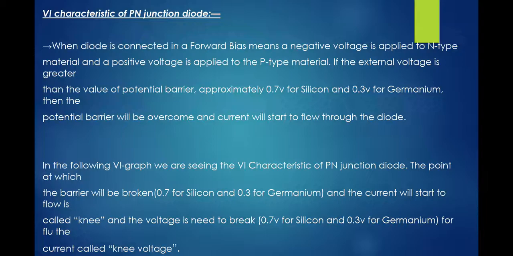Because of that, the value of potential barrier is approximately 0.7 volt for silicon and 0.3 volt for germanium. Potential barrier will be overcome and current will start to flow through the diode very easily. Clear? In the following graph, after that we have a graph.